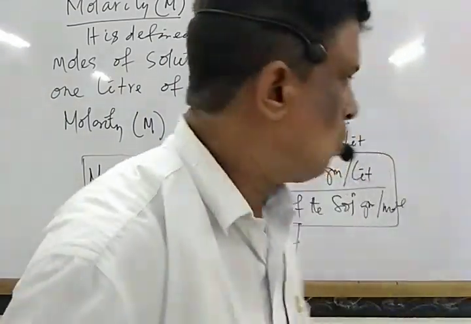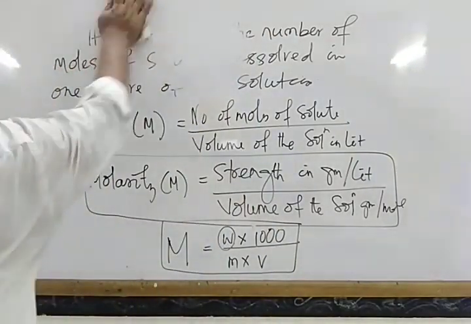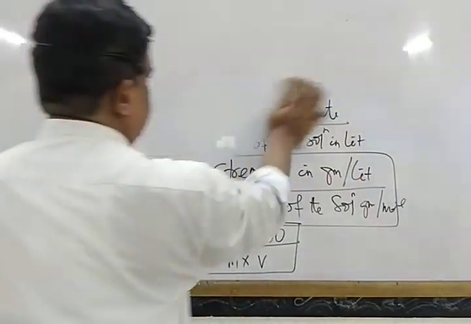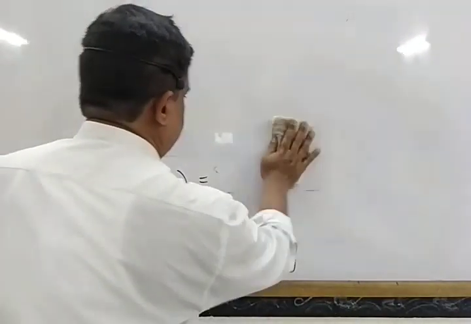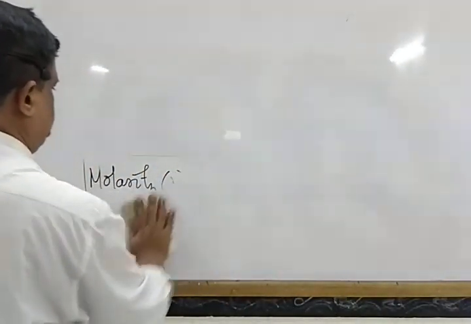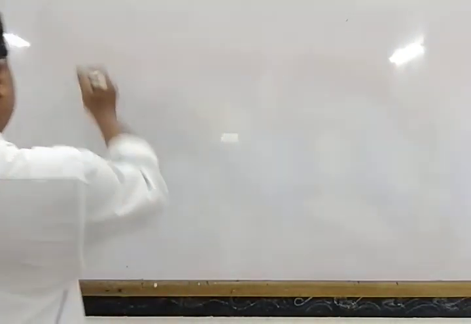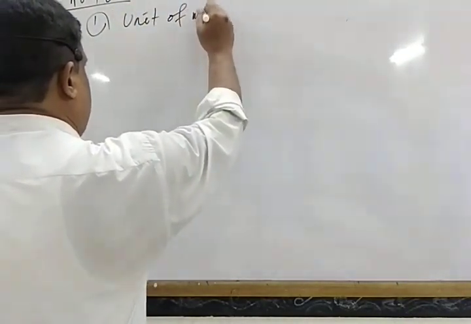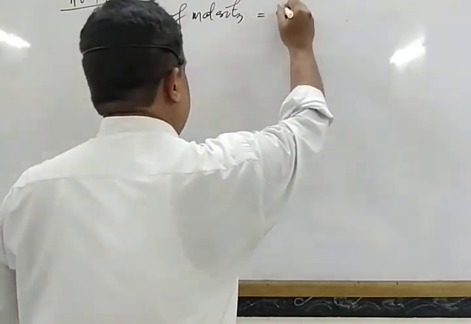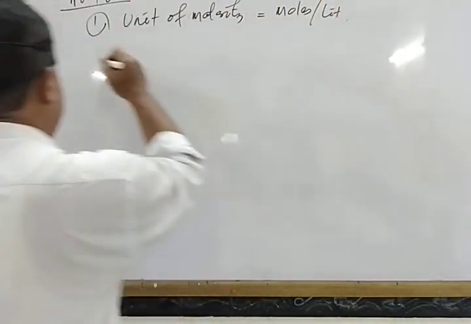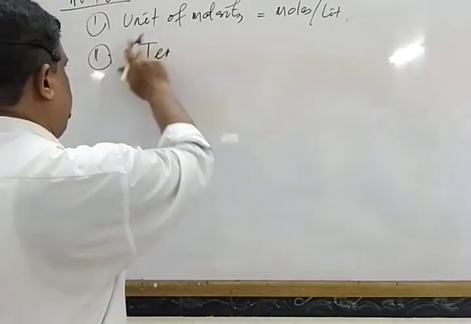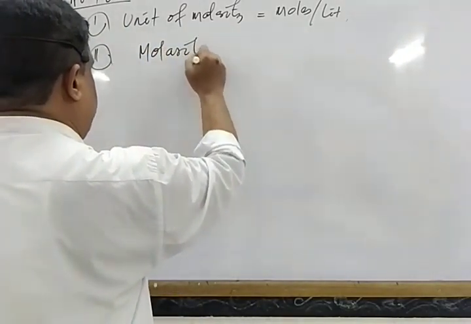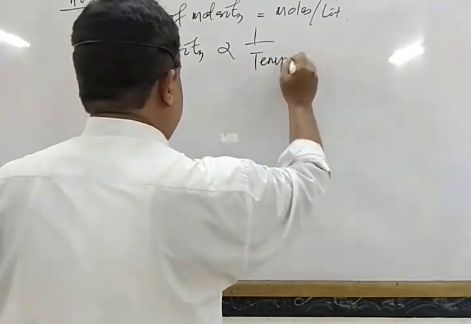Then we have to remember two or three points under the heading of note. Mark that. Note. Point 1 is the unit of molarity. The unit of molarity is moles per liter. Point 2. Molarity also depends upon the temperature, that is, molarity is inversely proportional to the temperature.